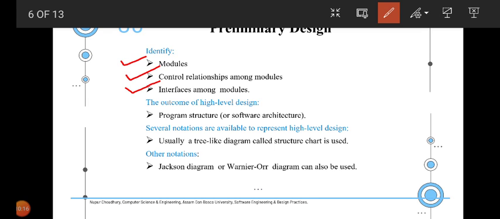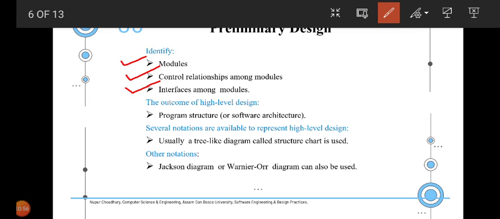We also have to identify how these modules are related to each other, whether the entire module is using up the next module, or some part of that module is being used by the next module. So we have to identify whether it is a function call or it is just an invocation call. All those things we have to identify in the control relationship. And thirdly, it is the interfaces among the modules. So what type of interfaces each of these modules will have is designed well in this preliminary design.